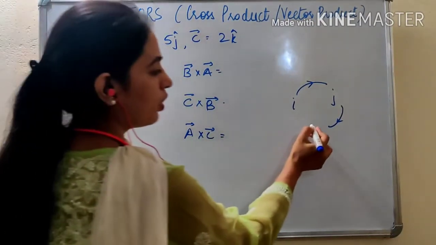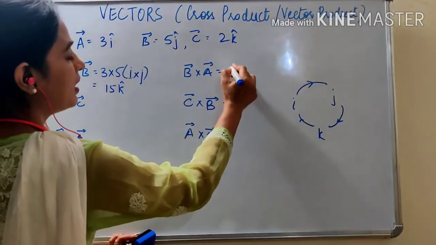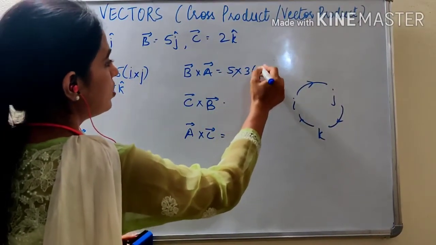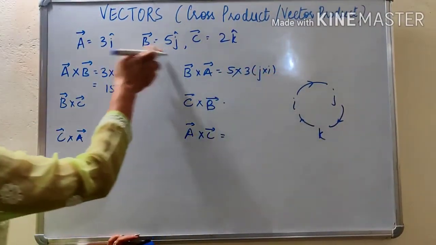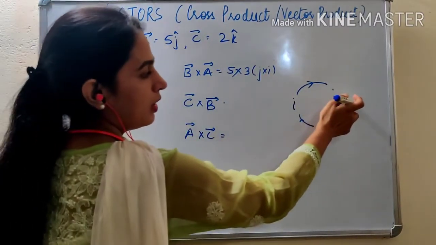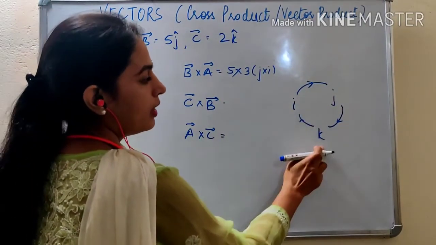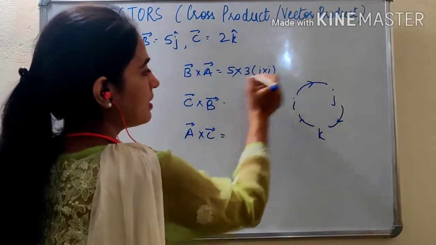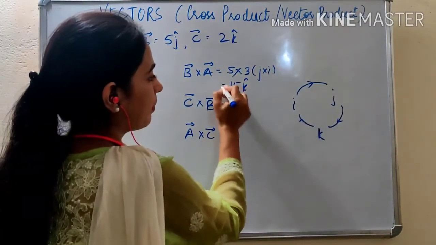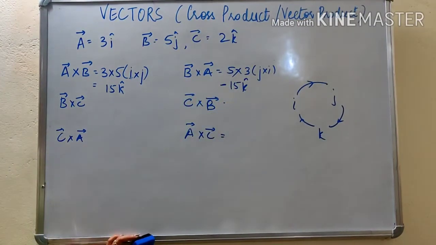What will be B cross A? B cross A will be magnitude of B, that is 5, magnitude of A 3 into J cross I. Right? So, J cross I, you are going in the anti-clockwise direction from J to I. Resultant will be minus K cap. So, that is minus 15 K cap. Okay? See, A cross B is equal to minus of B cross A.